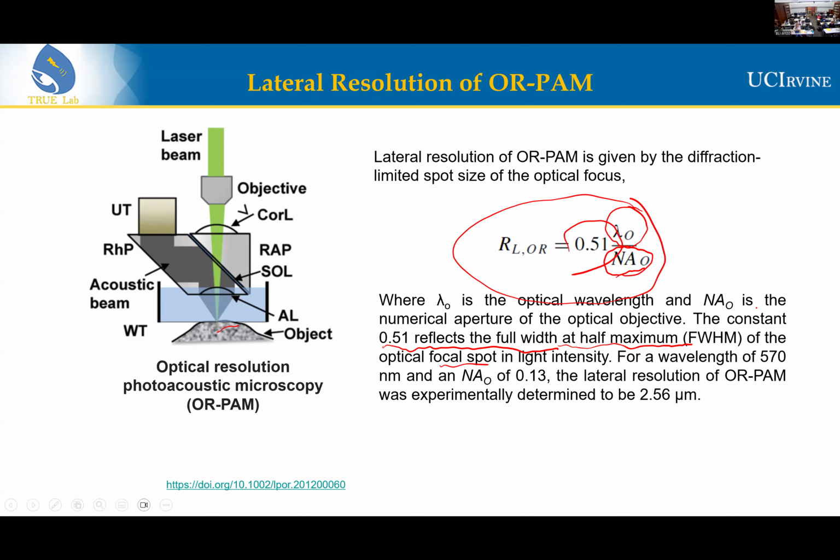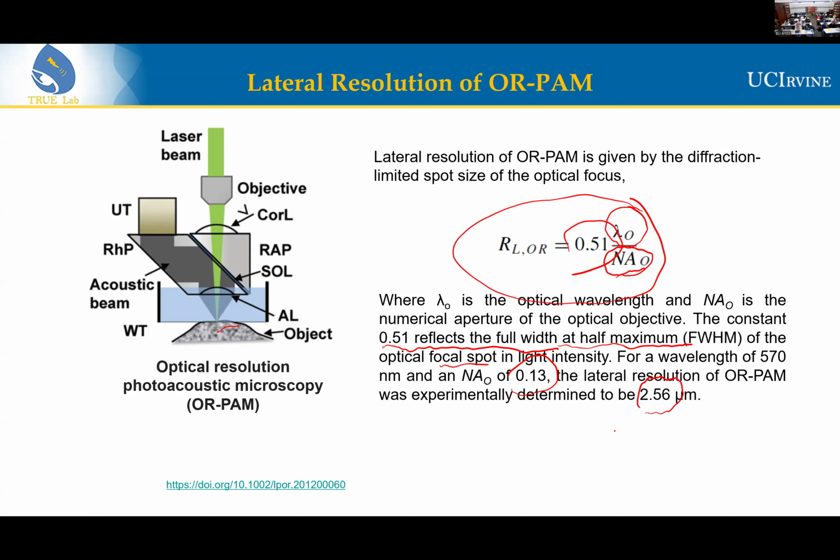Just to give you a rough idea, if we are using green light, which is 570 nanometers, and an NA of, in this case a pretty bad lens, just 0.1, our resolution is around 2.56 micrometers, roughly 3 micron, for this type of optical resolution microscopy.